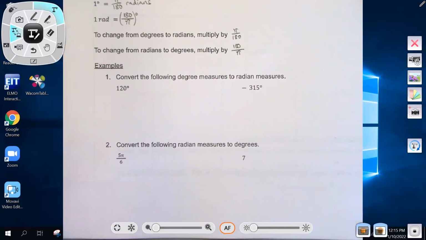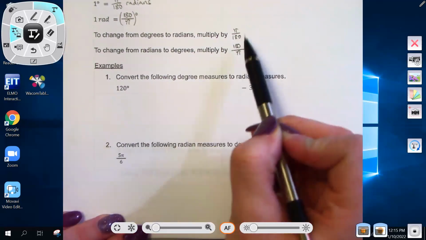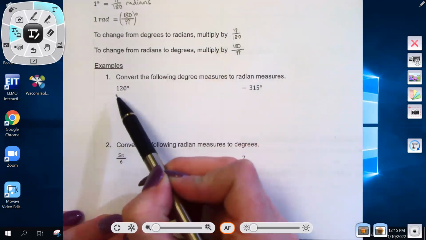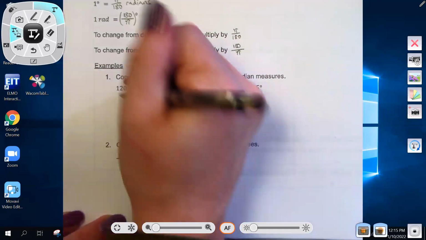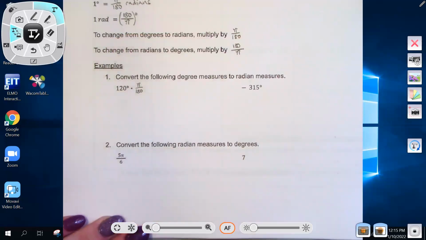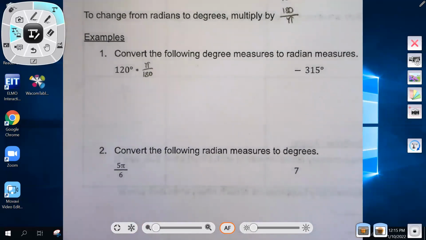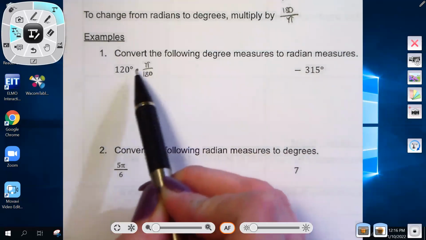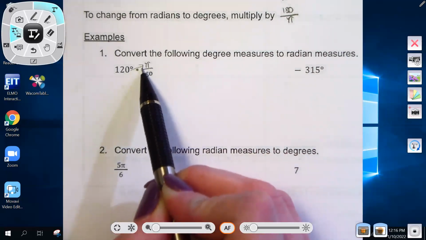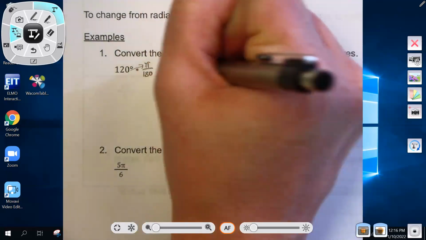Okay, let's look at these examples. Convert the following degree measures to radian measures. So to convert from degrees to radians, we multiply by pi over 180. So if we want to change 120 degrees to radians, we need to multiply by pi over 180. When we multiply a number times a fraction, that number just gets multiplied in the numerator. So we could write this as 120 pi over 180.